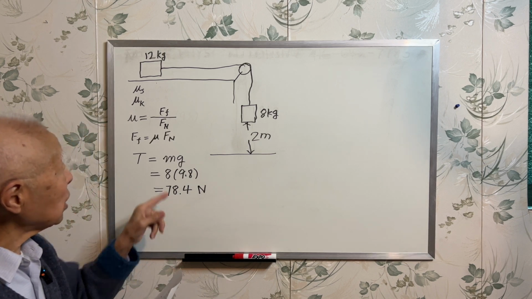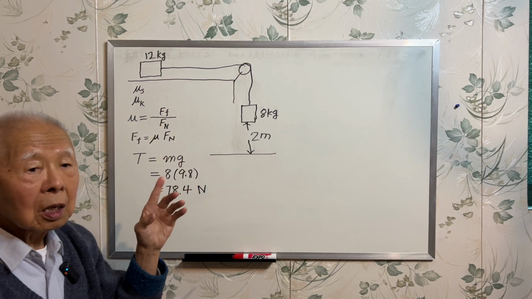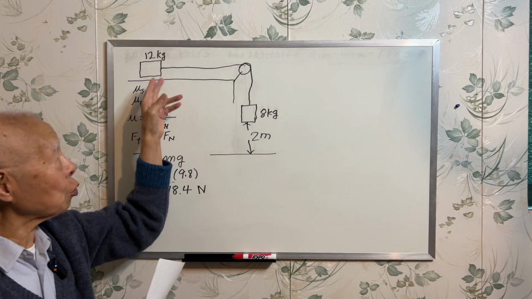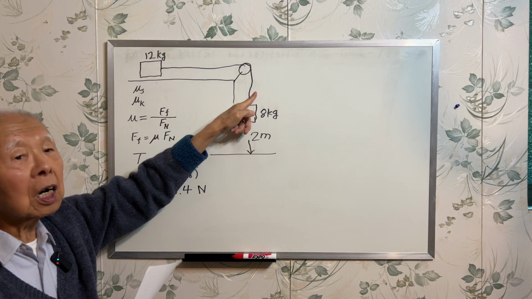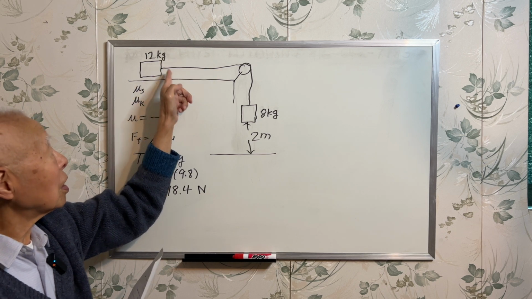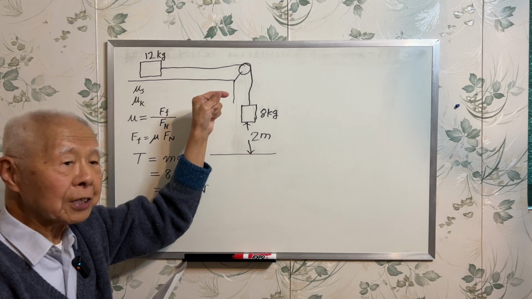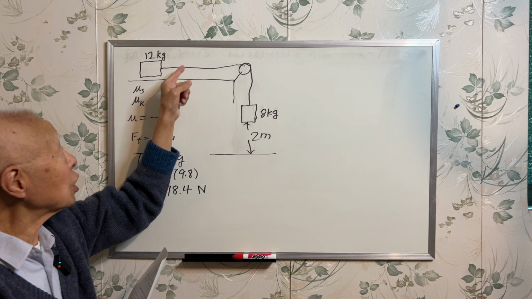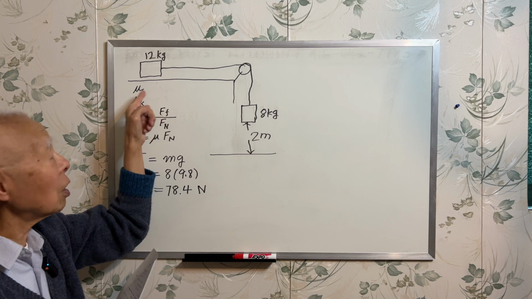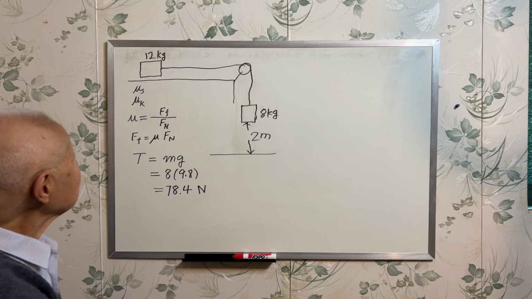Now, this tension is here. But this is one rope. It's not two ropes connected together. It's just one rope. So the tension here is the same as the tension here. So the tension on this portion of the rope pulls the mass. Then we compare whether this force is smaller than friction or larger than friction. So let's look at this mass.